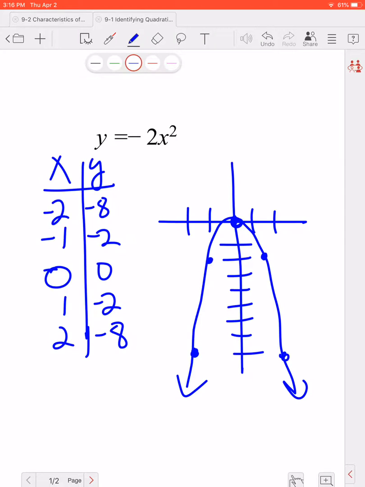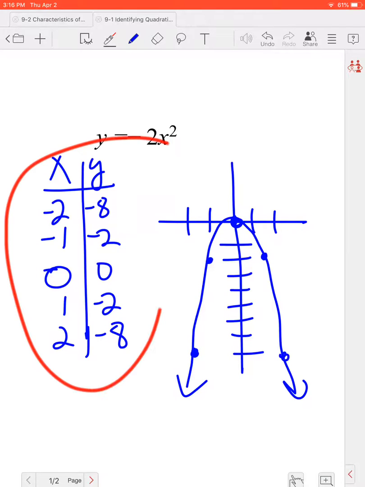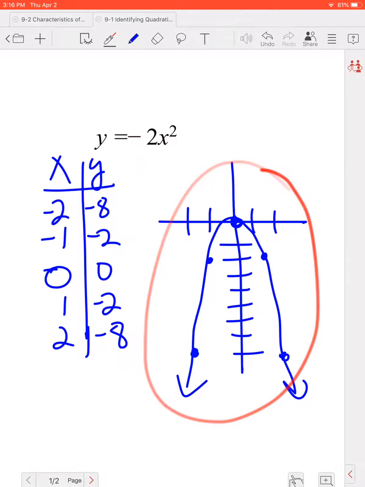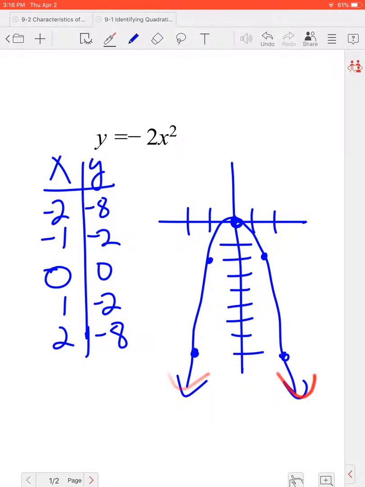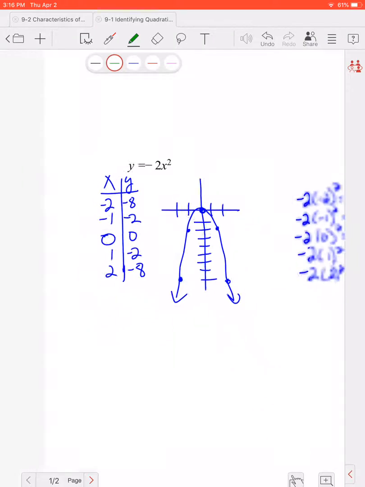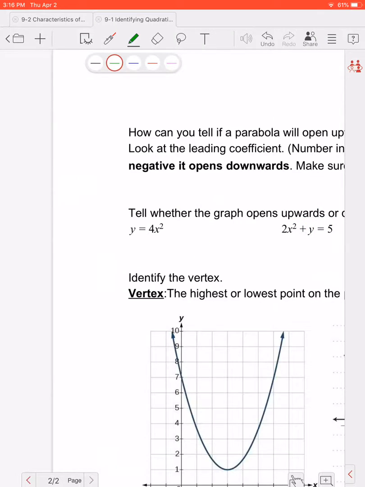Now we're going to learn some shortcuts as we go through this, as I'm sure you know, like what we did with linear equations. But this is what we're doing for now. Make a table, okay, plot your points, and connect them, okay? Make sure you're drawing your arrows at the end here too, whether they point upwards or downwards. Okay, let's go ahead and move on here.